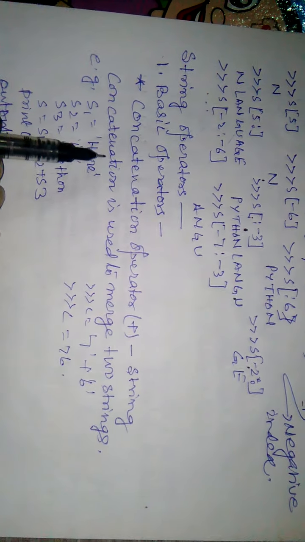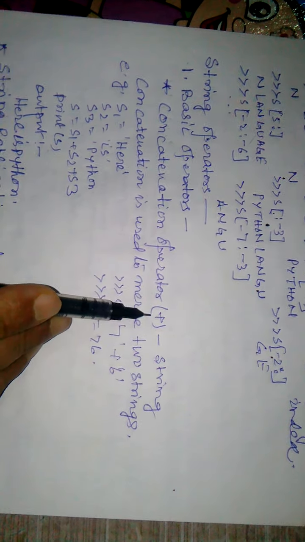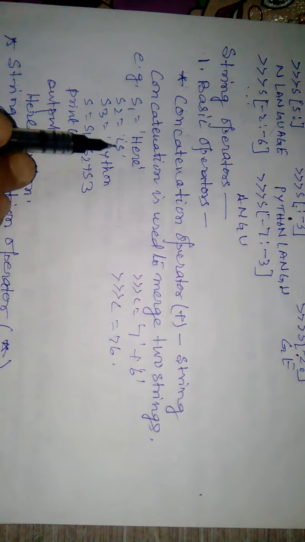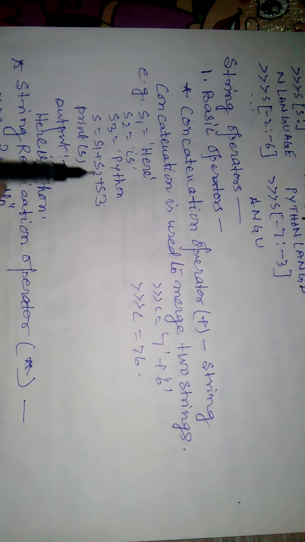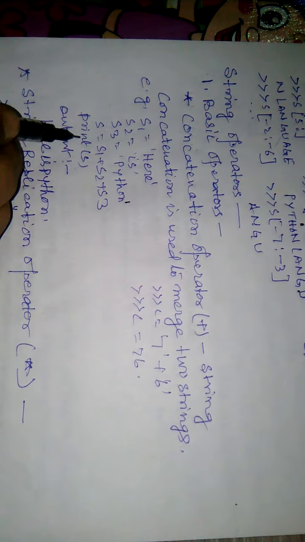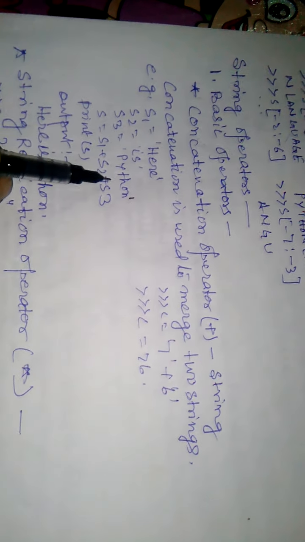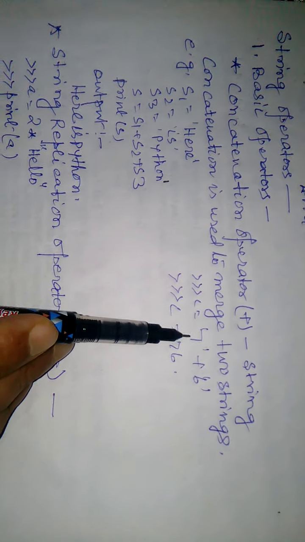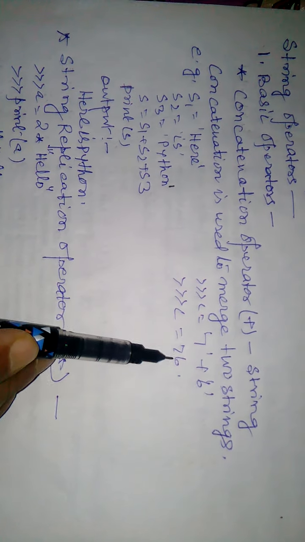Now, string operators. There are different types of string operators. Basic operators: the concatenation operator, which is the plus sign. String concatenation is used to merge two or more strings. In this example, S1, S2, S3 are three different strings, and S equals S1 plus S2 plus S3, so the output will be "here is the Python". And if we write C equals '7' plus '6' within single quotes, C equals 76.